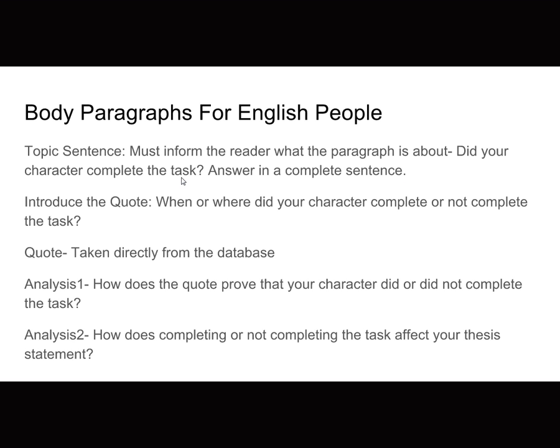Let's say I'm talking about Abraham Lincoln. Abraham Lincoln had a call to adventure. That would be a complete sentence. It would talk about my character and whether or not they completed the task.